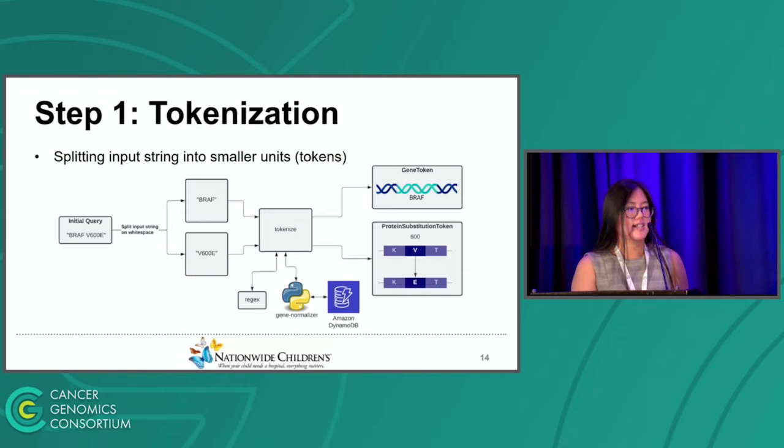This is where the tokenizer can help us. We can use the tokenizer to create computable entities to give us some meaning to these strings. So we can see that BRAF represents a gene token, and V600E represents a protein substitution token.